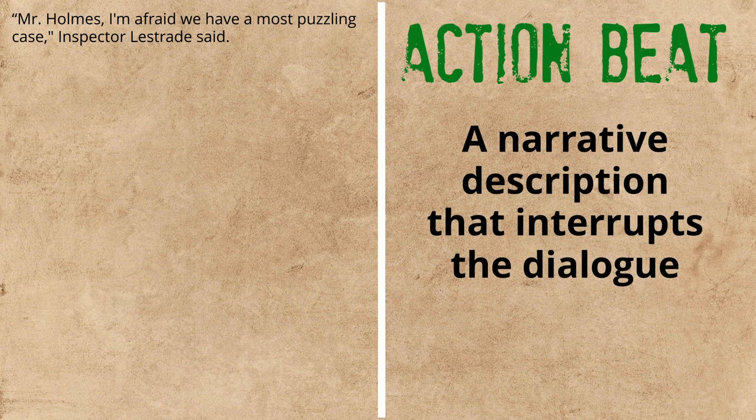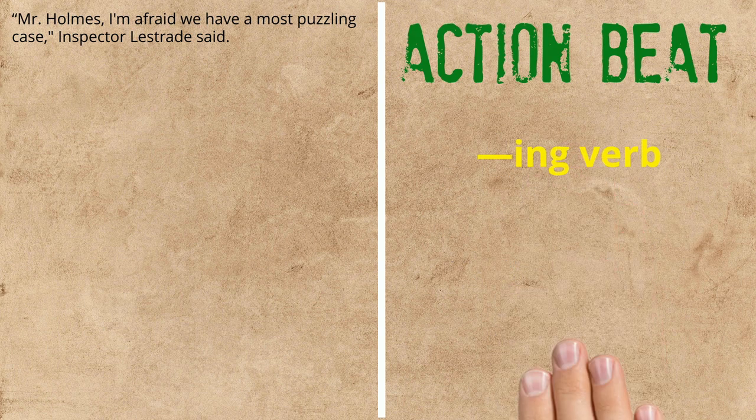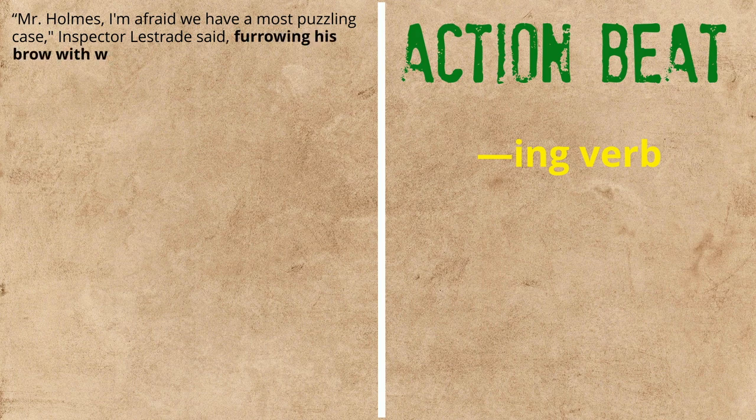An action beat is a narrative description that interrupts the dialogue to show what the speaker is doing while they are talking. I'm simply going to use an ing verb to help me to do this. "Mr. Holmes, I'm afraid we have a most puzzling case," Inspector Lestrade said, furrowing his brow with worry. That's better. We now know how Lestrade is feeling.